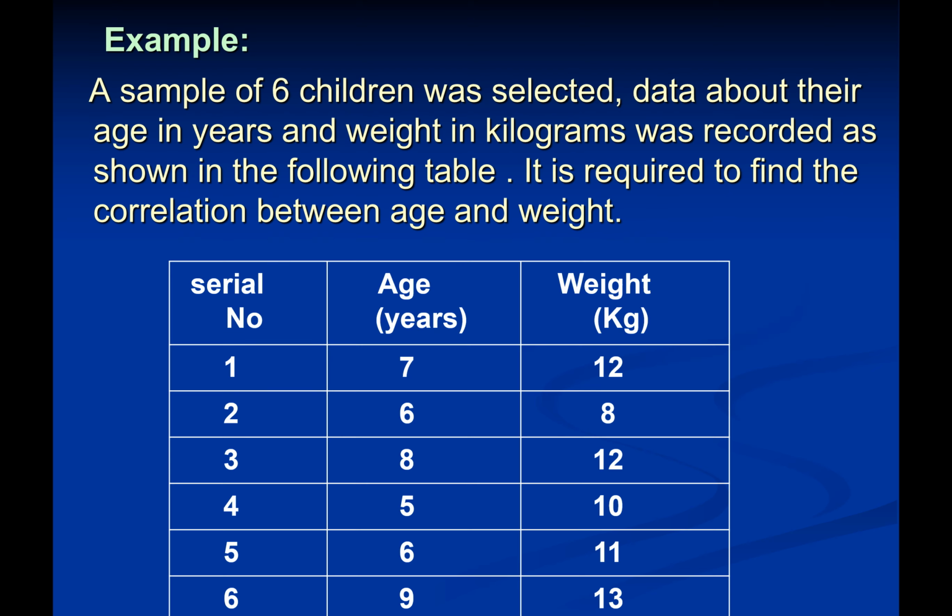For example, let me say a sample of 6 children was selected, and data about their age in years and their weight in kilograms was recorded as shown in the following table. It's required to find a correlation between age and weight. As you probably figured out, age is the independent variable, this is the x variable. The y variable is weight. So weight depends on the age of the child.